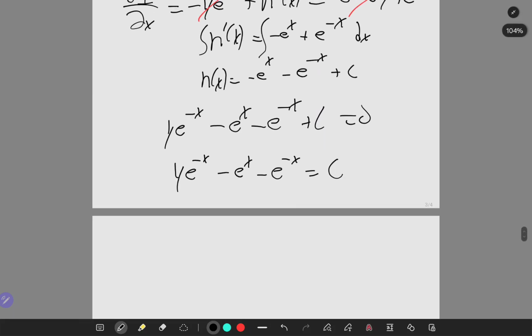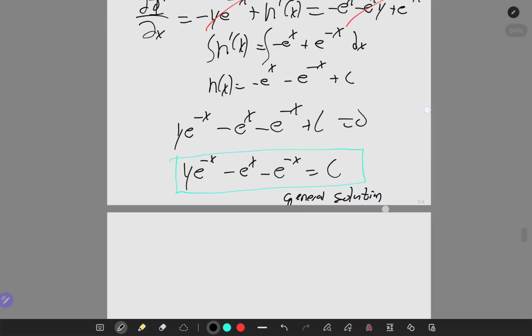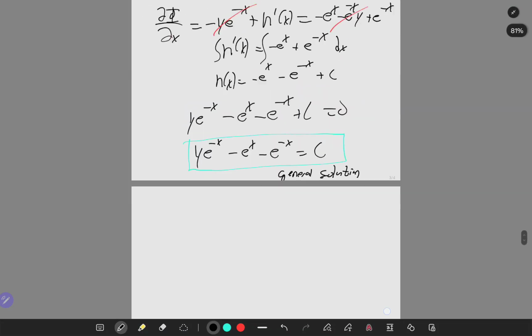So yeah, just remember, if this was an IVP, we can continue this on. We can solve for C, and then we have our different solution. So this is our general solution. It only took 17 minutes, right? Now let's go through this next one a little faster.